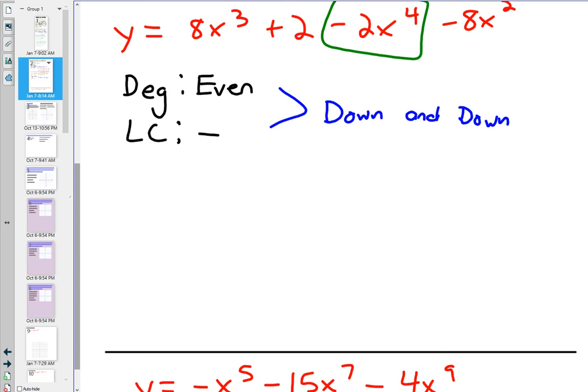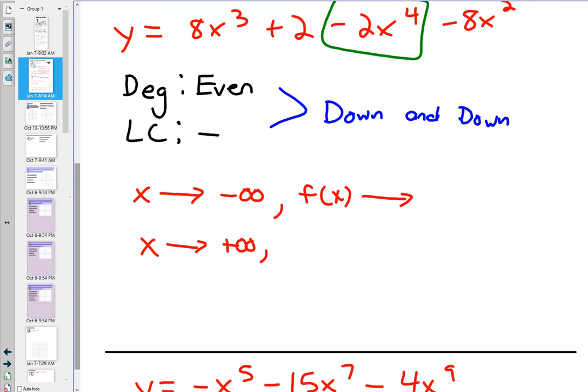Let's write this in arrow notation. As x approaches negative infinity, what's happening? And as x approaches positive infinity, what's happening? In this case, since both arrows are supposed to be pointing down, what am I going to put next to both f of x's? Negative.